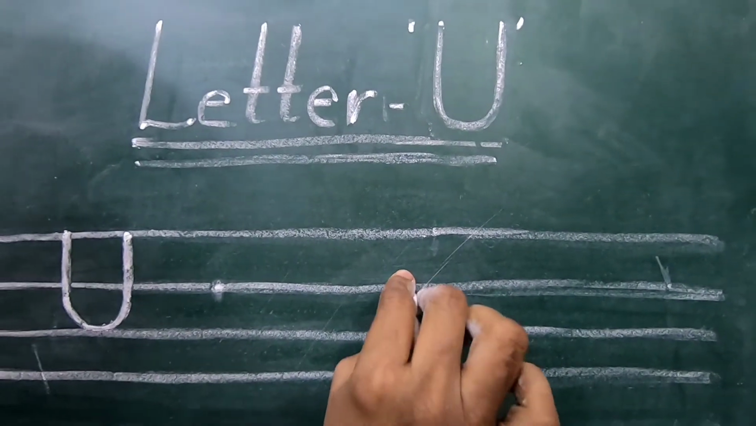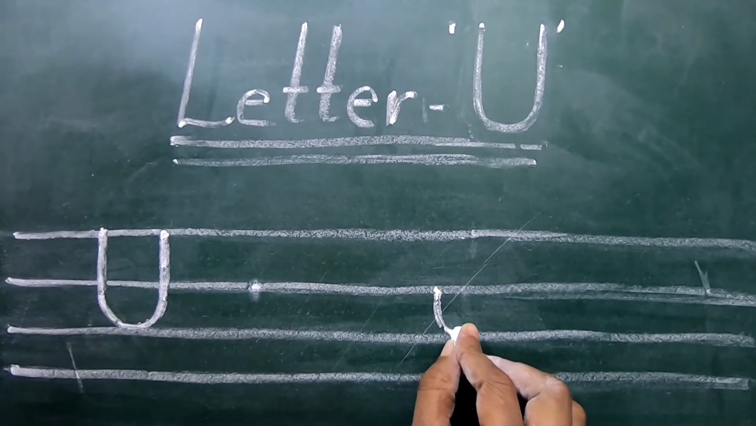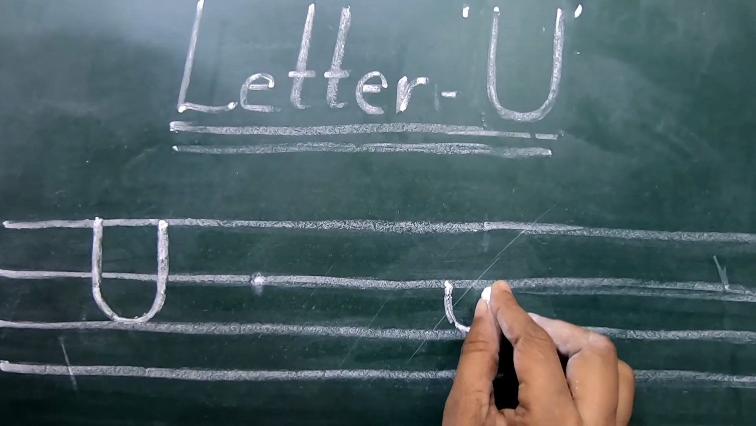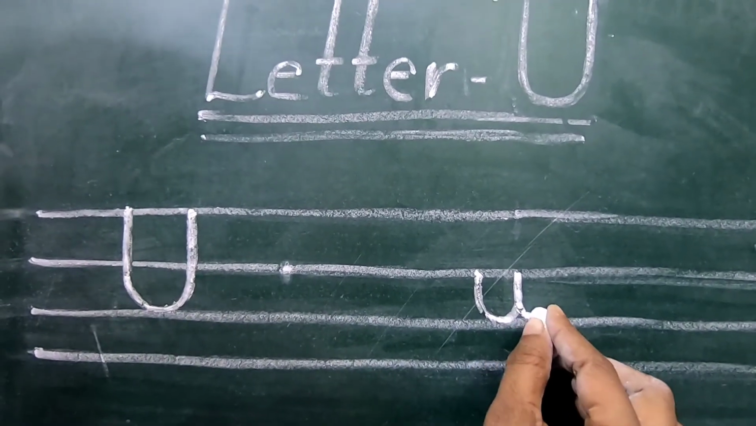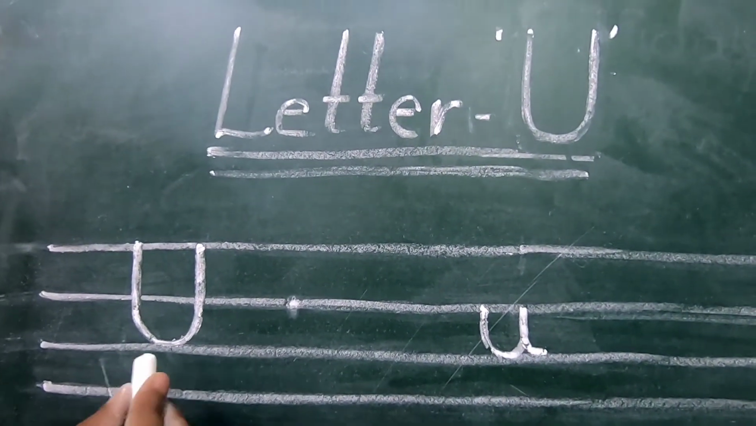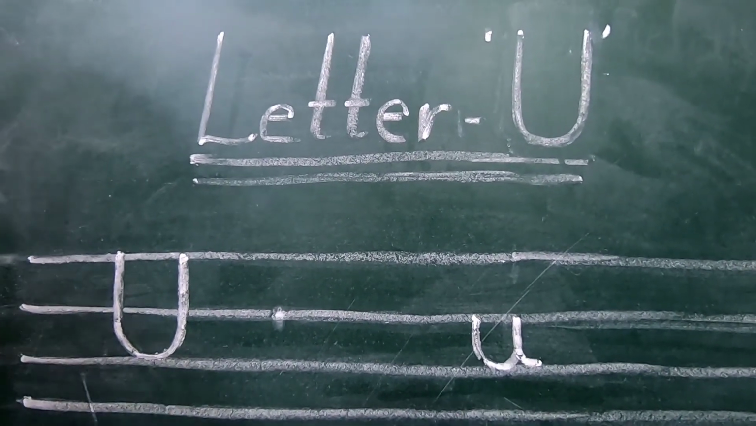Now make small u. We have to start from the waistline, just go downwards, make an upper curve up to the waistline again, then come down and just take a small turn. This is small u. So this one is capital U and this one is small u. Let's practice the phonic sound of U.